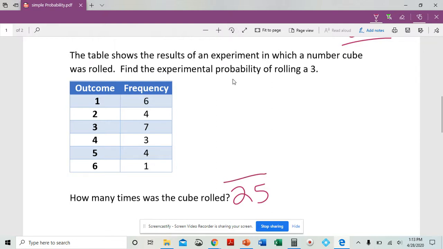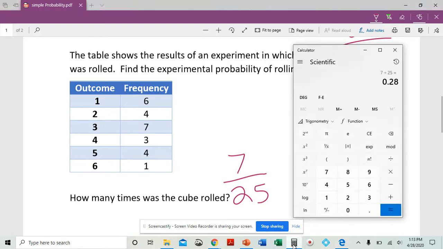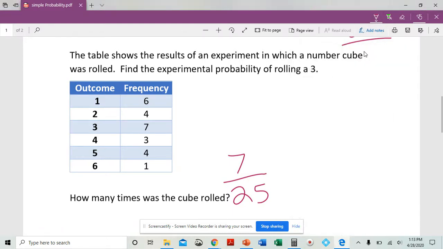So the experimental probability of rolling a 3. Well, we look over here. Our outcome was a 3. How many times did it happen? 7. 7 out of 25 times. That can't be simplified because 7 is prime. So if they wanted it as a percentage, we would say 28%. Either of those answers.